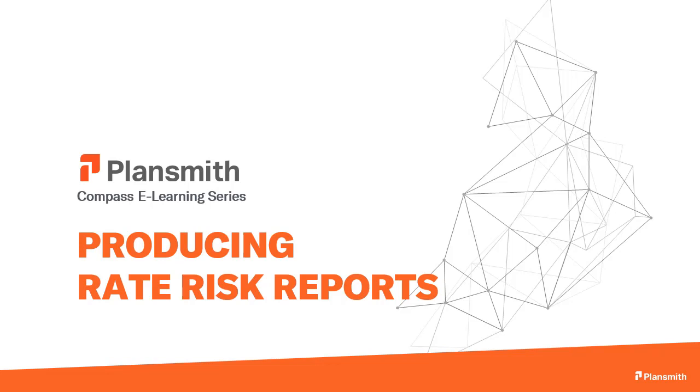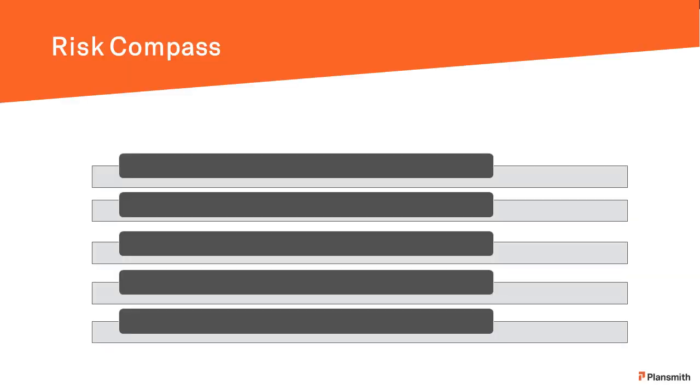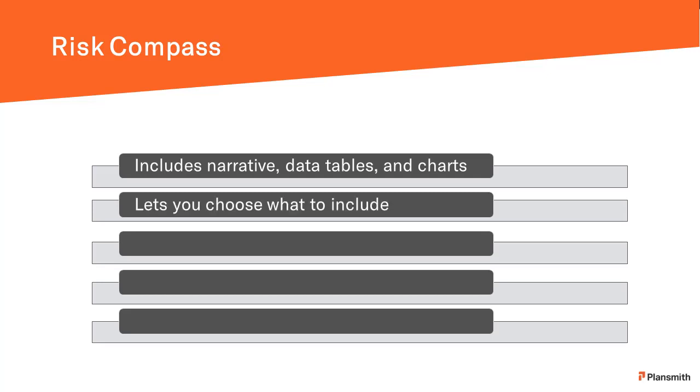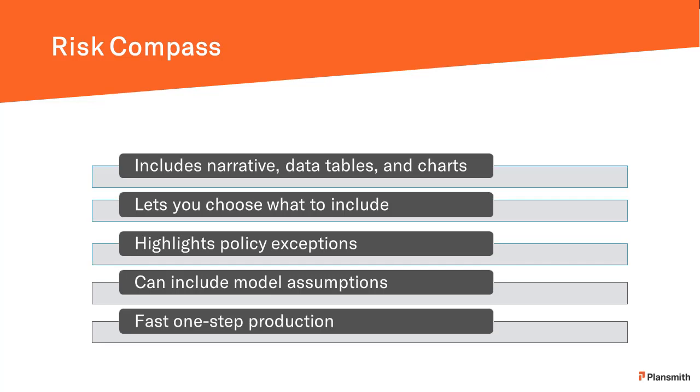Risk Compass is a great choice for most Financial Compass clients because it includes both automatic and custom narrative, plus tabular reports and colorful graphics. You can pick and choose from more than 30 report sections. Certain reports like Rate Shock Margin and EVE will automatically highlight any results that exceed policy limits that you set. And if you want, you can include details on some or all of the model assumptions. And Compass stores all your choices, so you can produce a complete report package in minutes.